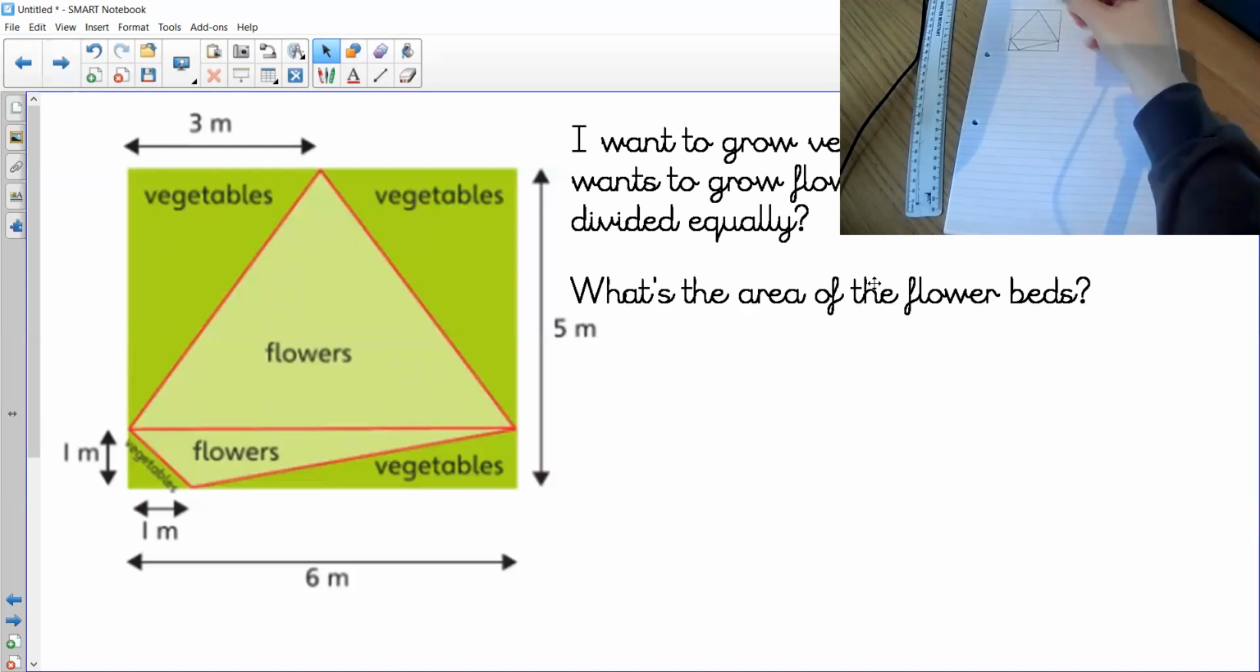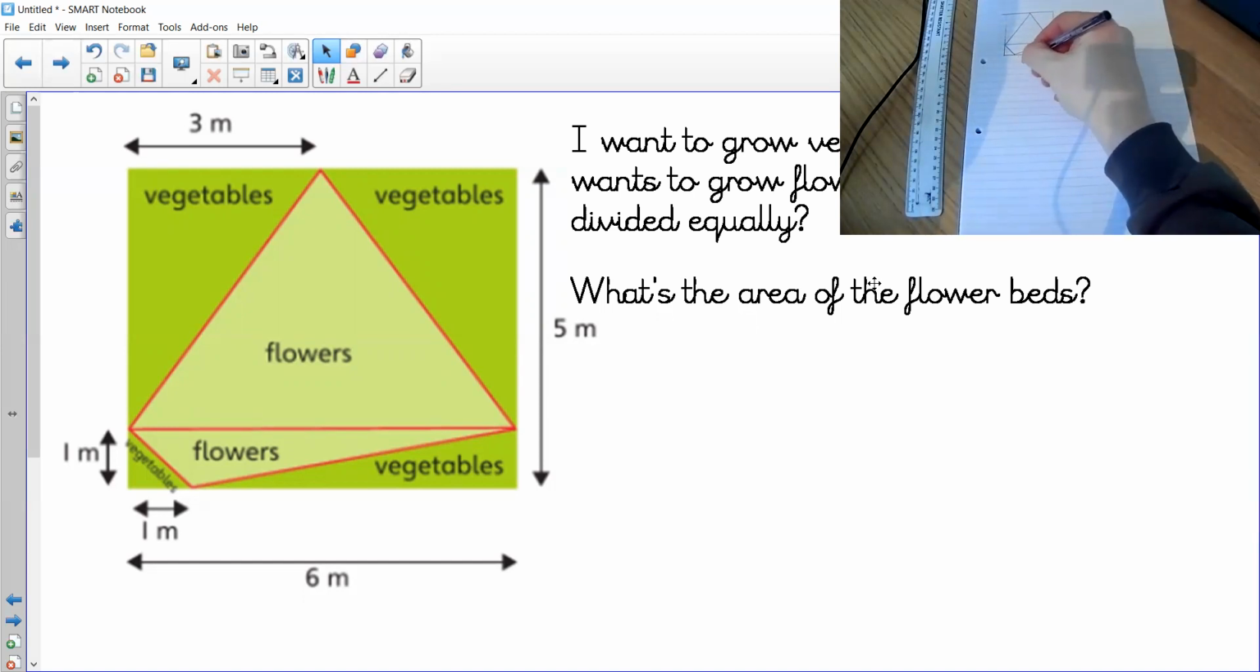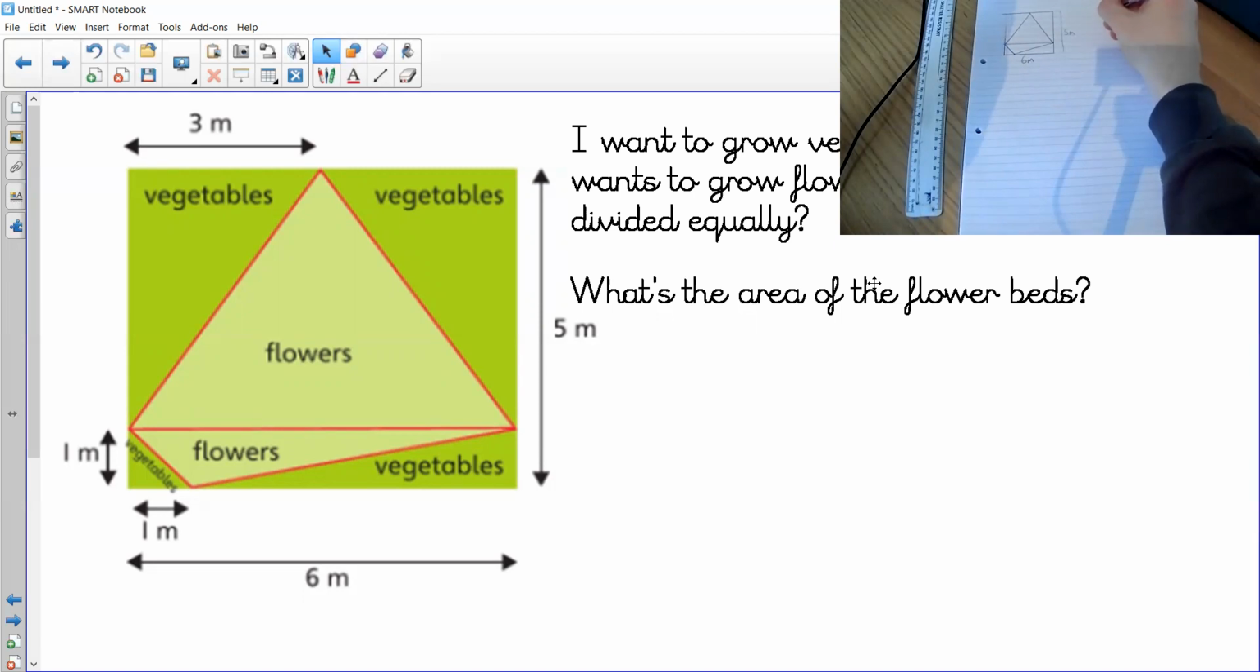Okay, and we've been told that that is 5 meters. I'm going to put centimeters. It'd be quite a small garden, wouldn't it? And then this one is 6 meters here. So for the whole thing, I'm going to put G for garden. The whole thing is 5 times 6, because it's square, isn't it? Well, it's not square, it's a rectangle. It's a rectangular garden there. So 5 times 6 is 30 meters squared. That is the whole garden.